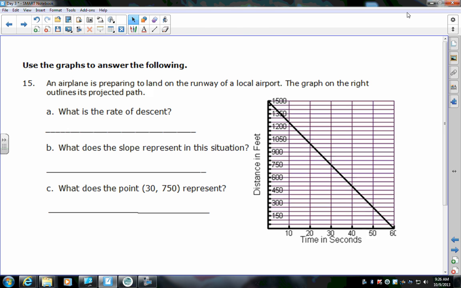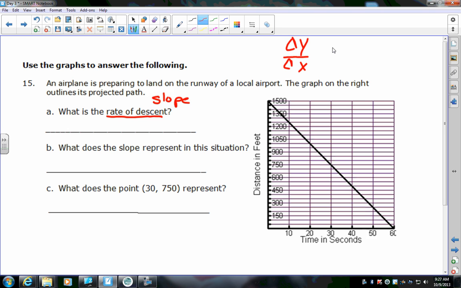Okay, first off, rate of descent. It's asking us for the rate of change. It's asking us for the slope. They want to know what the slope of this line is. So what you have to do is find good points that work in order to find your delta y over delta x, your change in y over your change in x. Remember that your slope is rise over run, delta y over delta x. It's telling you how many you go up or down over how many you go across.